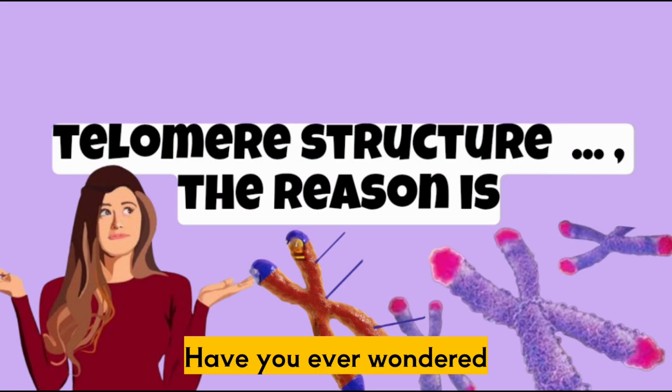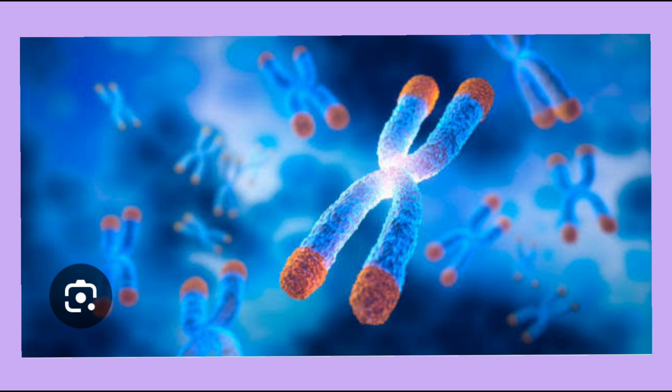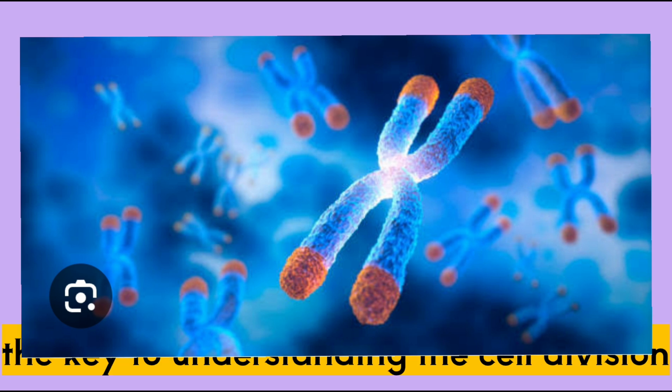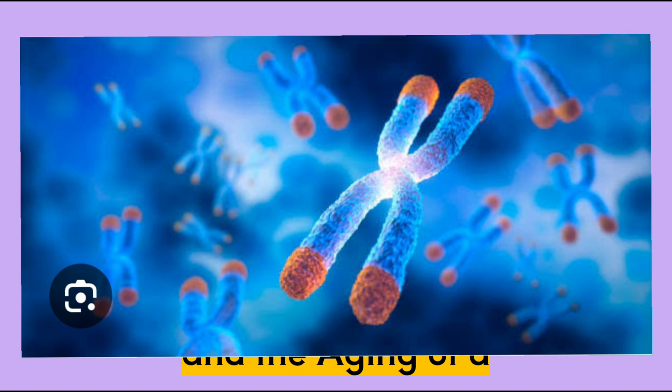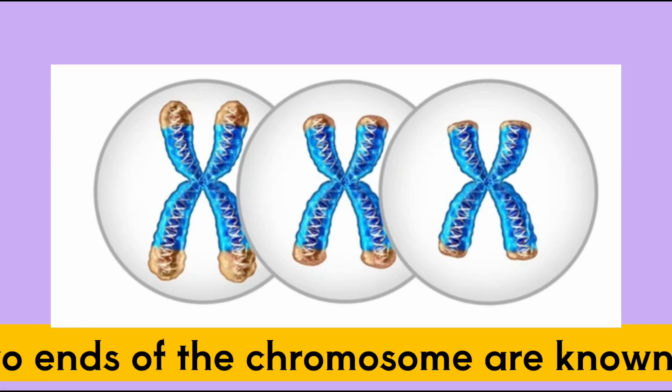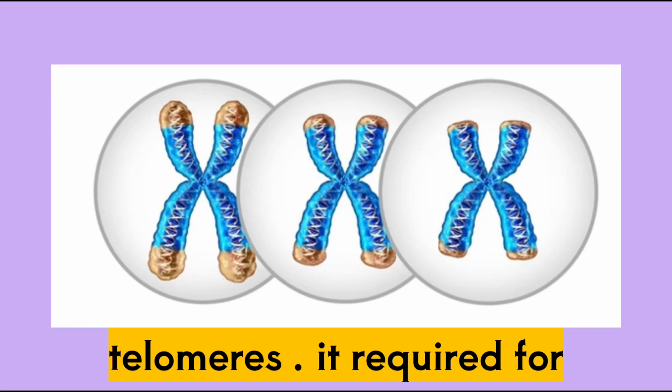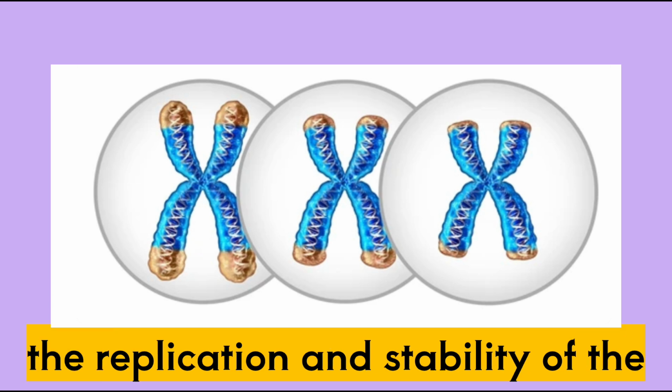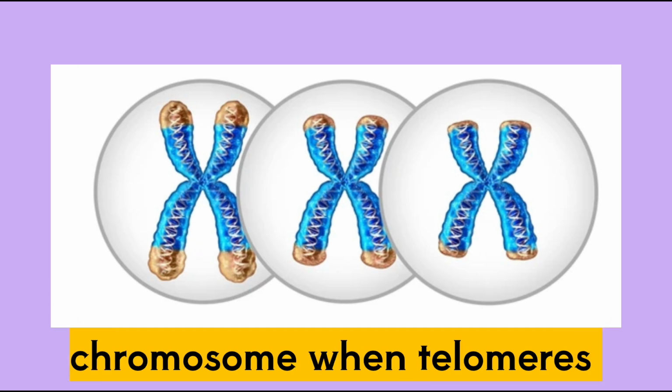Have you ever wondered what is inside your telomerase? These are the tiny structures that hold the key to understanding cell division and the aging of a cell. The two ends of the chromosome are known as telomeres. It is required for the replication and stability of the chromosome.